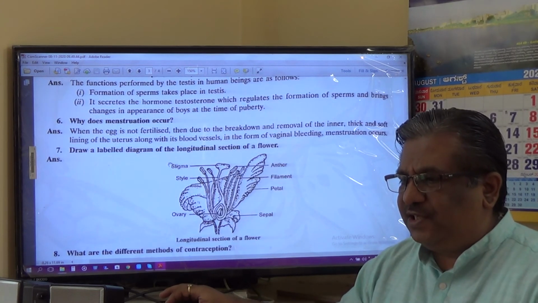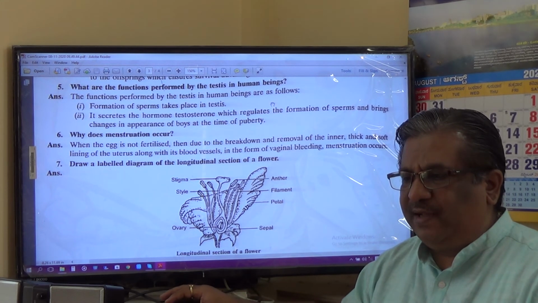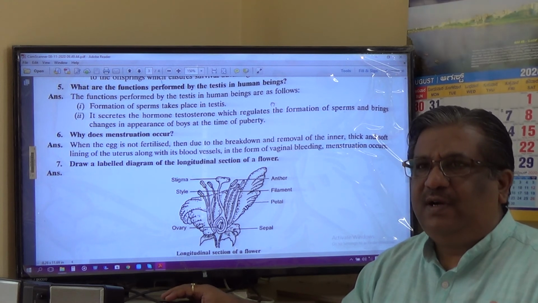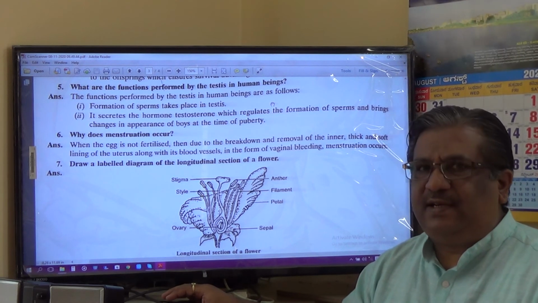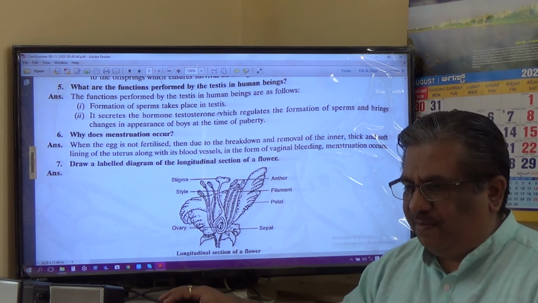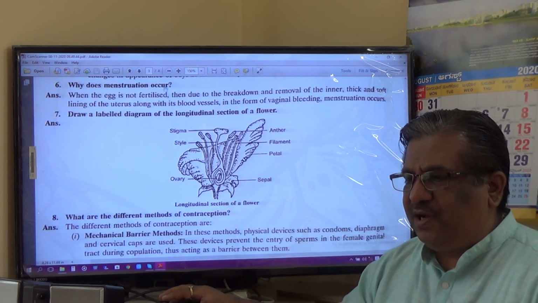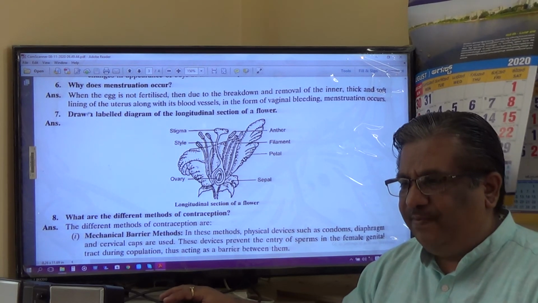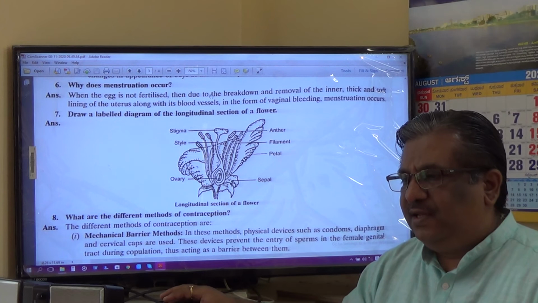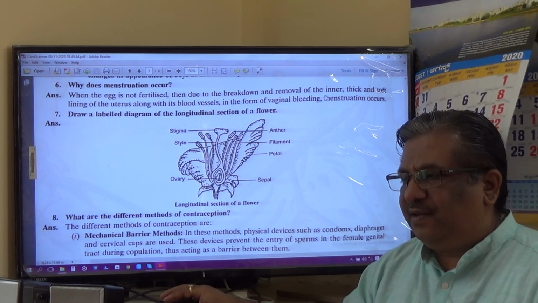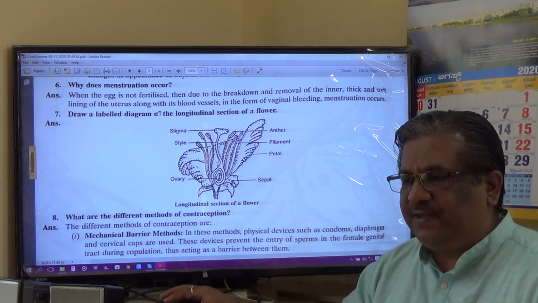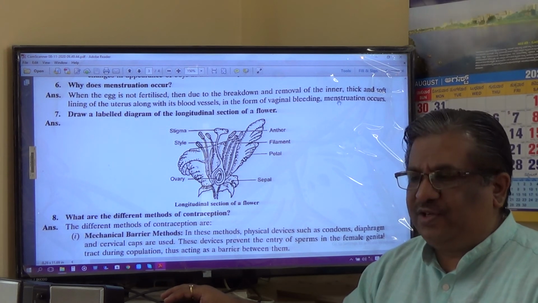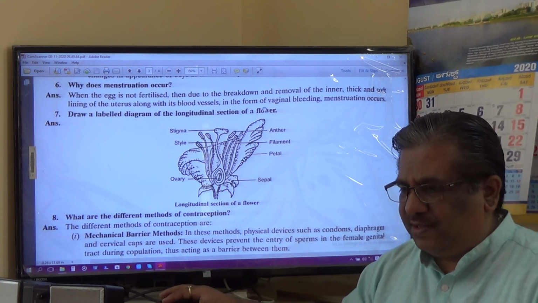So what are the functions performed by the testis in human beings? It secretes hormones, testosterone, and also it secretes sperms, which are male gametes. Why does menstruation occur? Because of the unfertilized egg. Let us read this one. When egg is not fertilized, then due to the breakdown and removal of the inner thick and soft spongy lining of the uterus along with its blood vessels in the form of vaginal bleeding, menstruation occurs. Very clearly given, note down this.